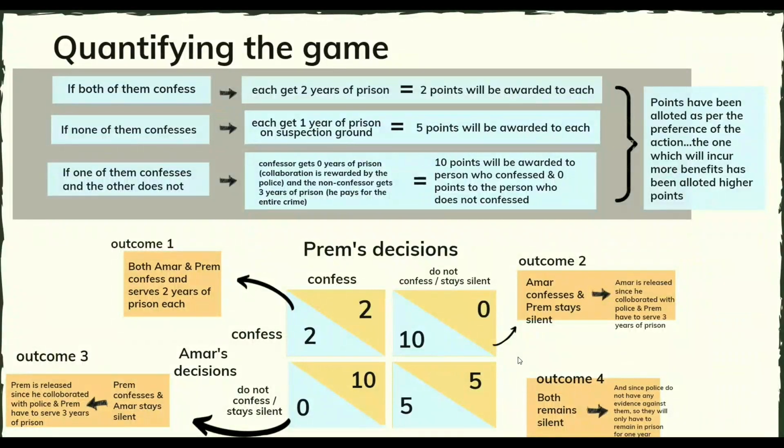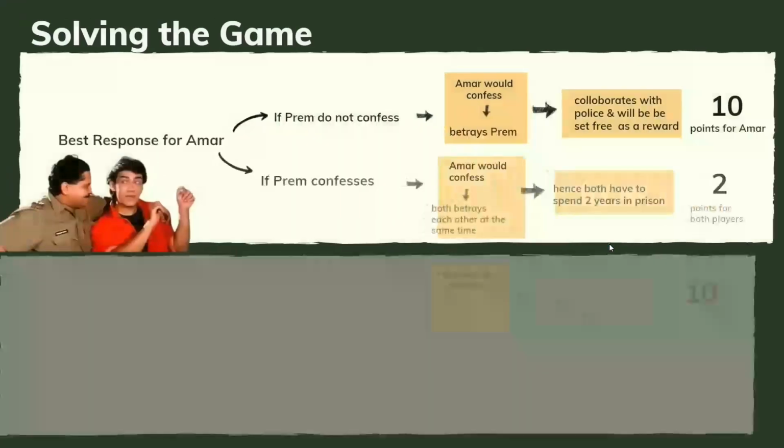To know the reason how Amar and Prem can commit such a mistake, we move to our next and final stage of the game, that is solving the game.